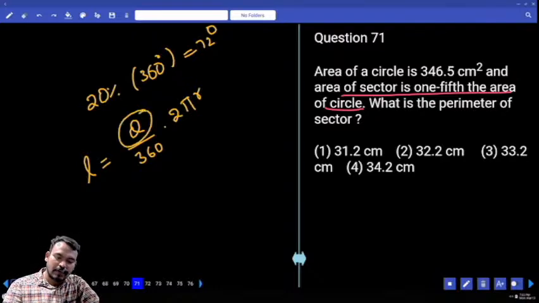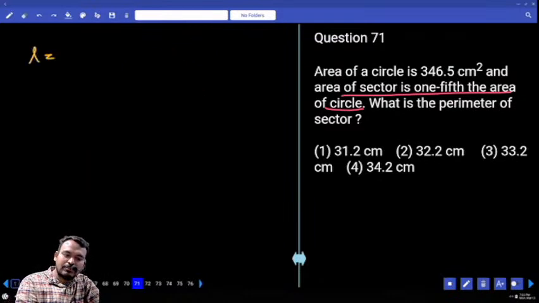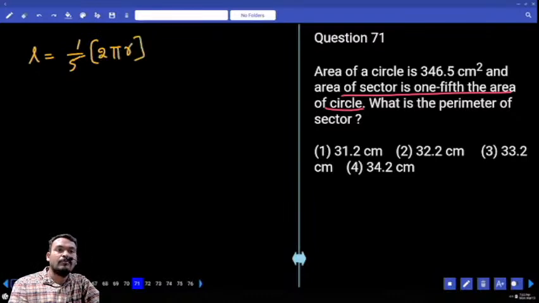If we know the theta value, do we get the same data or different data? Same data. L is the length of the arc, that is 1/5 of which one? The circumference value, 2 pi r. 1/5 of 2 pi r. Already we know the area of a circle.